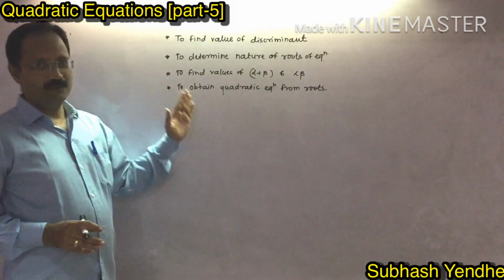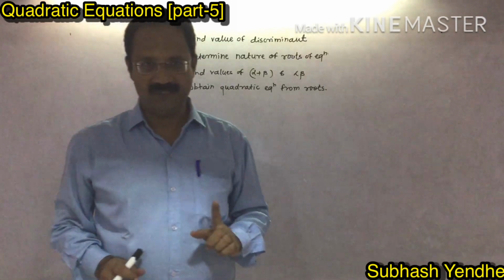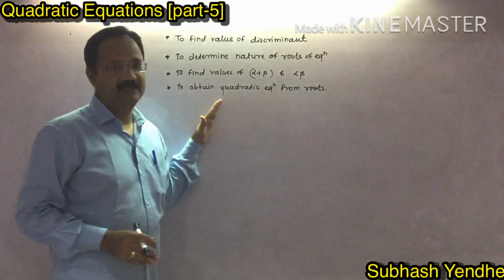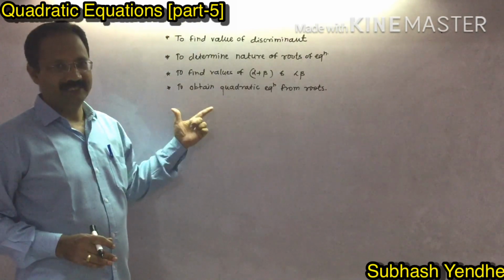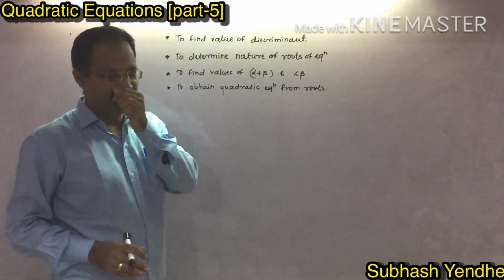See, these are the 4 points. These 4 points you have to study in this chapter, in 2.5. The first one is to find the value of discriminant.